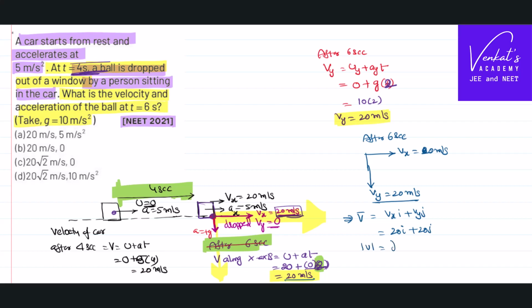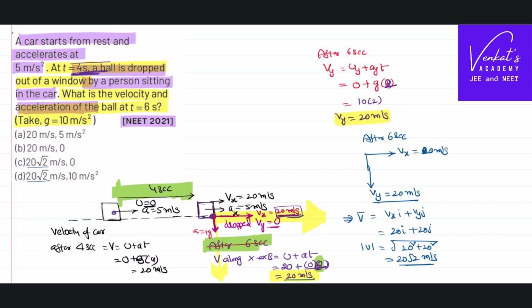So magnitude of the vector is root of x component square plus y component square, that is 20 root 2 meter per second. So of course 20 root 2 meter per second, but there are two options with 20 root 2 meter per second. So we should also find out what is the acceleration so that we can conclude that answer. We got only velocity by this time, but we should also need to get acceleration, right?